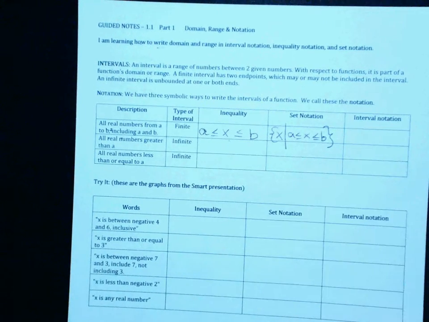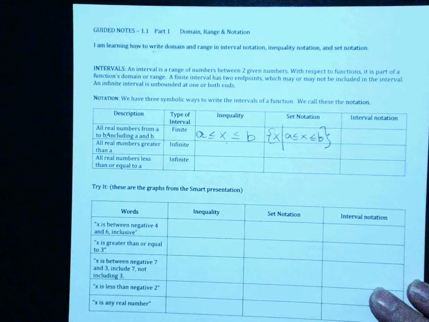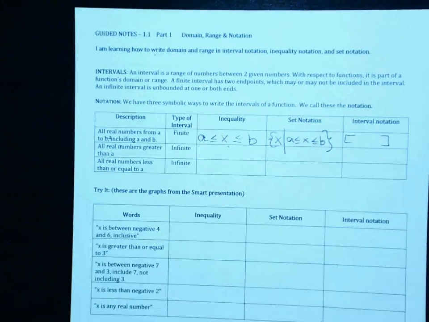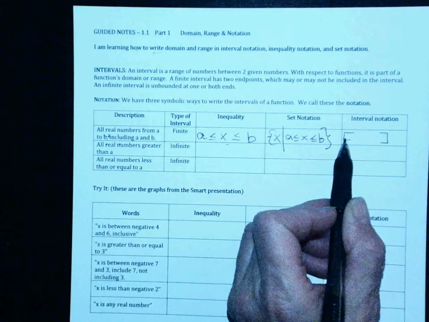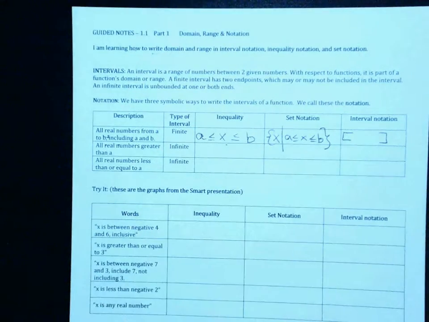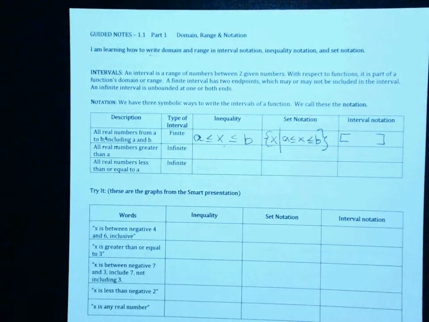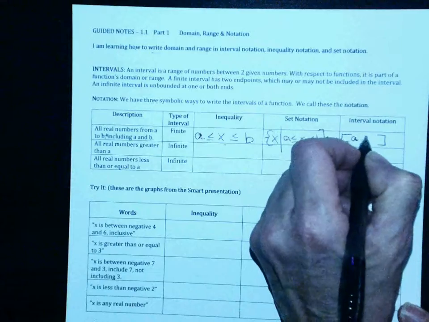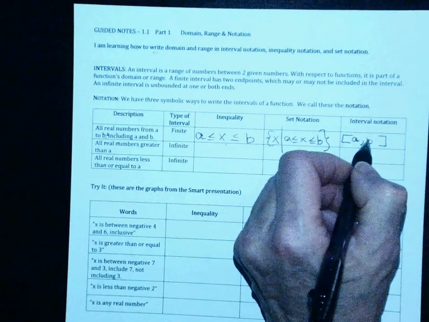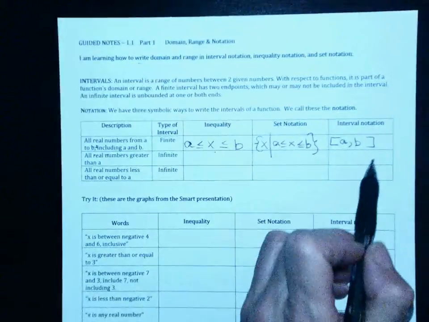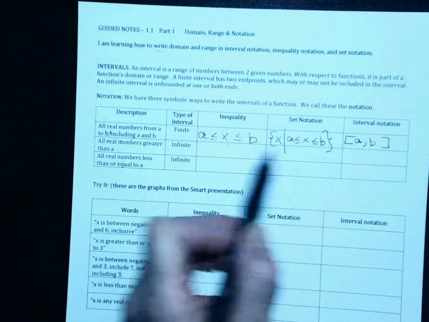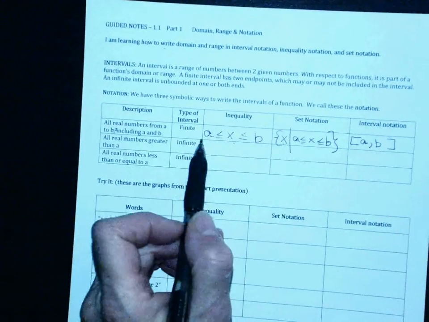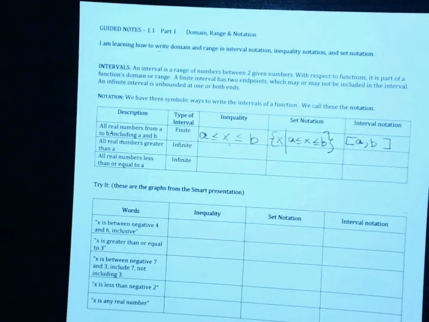The last way would be with interval notation. In interval notation, you use either brackets or parentheses. Since both numbers are included, we use brackets. If numbers are not included or you're using the infinity symbol, then you would use the parentheses. So this just says all numbers starting with A, ending with B, and everything in between them is part of the interval. So this is your interval notation, your set notation, your inequality notation for a finite interval. A could be 7, B could be 12, it could be any numbers.